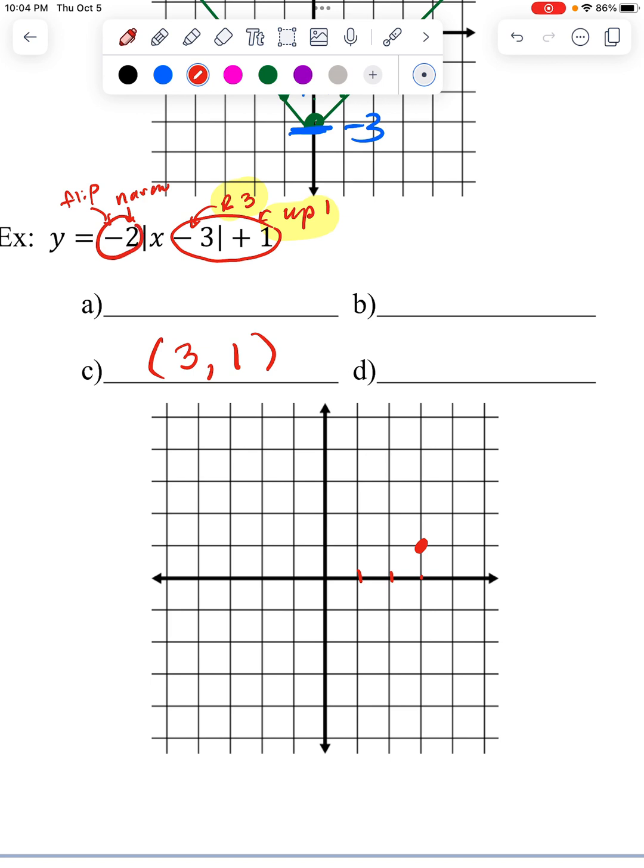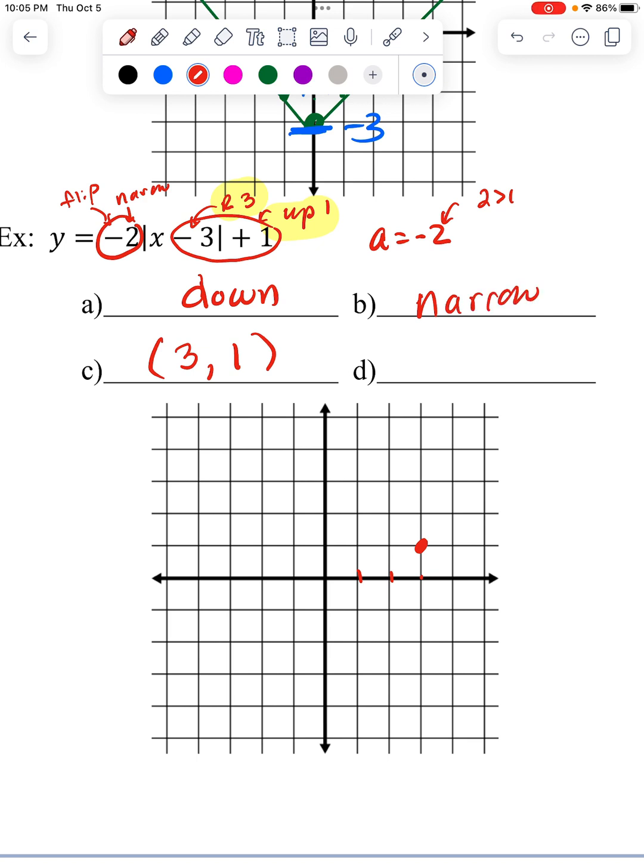Will it open up or down? Well, that depends on A. It's negative. A is -2. So it's actually going to open down. That's the first one we've seen. Will it be narrow, wide, or the same? I don't care about the negative. I only care about the number. And since 2 is greater than 1, the steepness will be greater than 1. And so this one's going to be narrow as well.